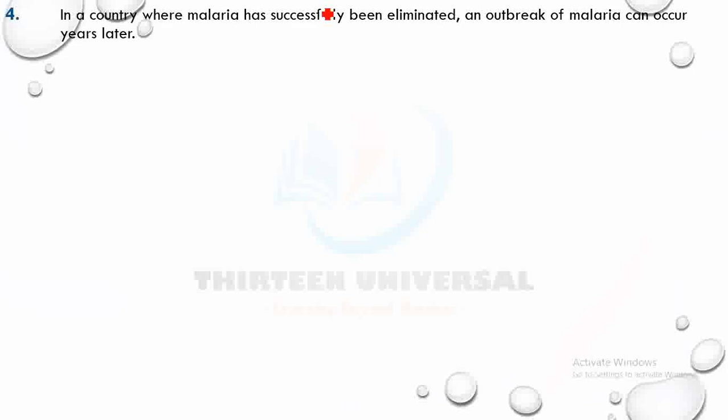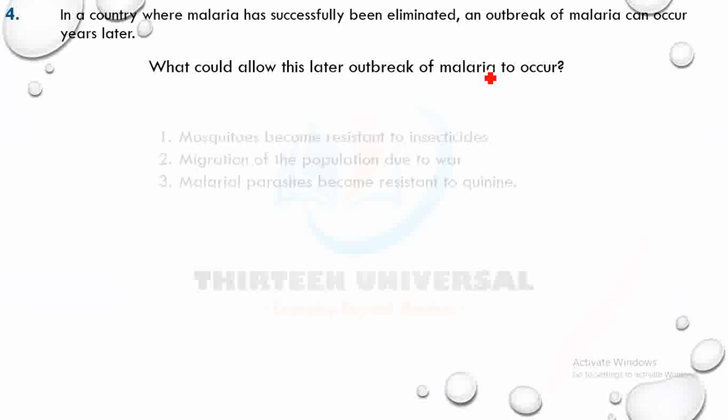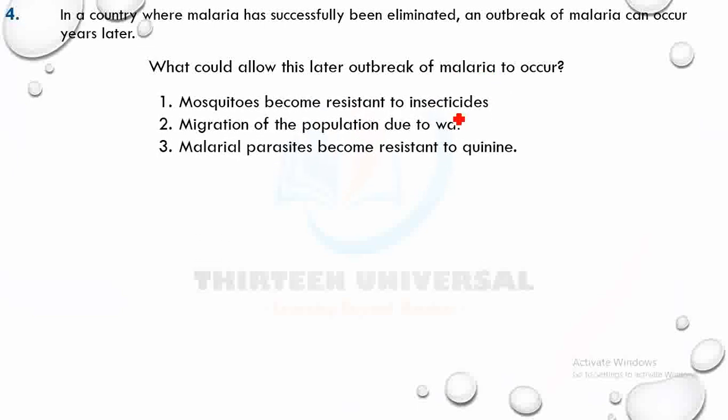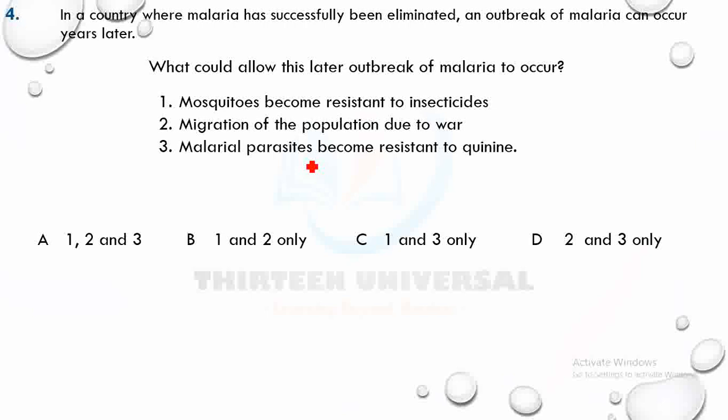In a country where malaria has successfully been eliminated, an outbreak of malaria can occur years later. What could allow this later outbreak of malaria to occur? The first one says mosquitoes become resistant to insecticide. Migration of people due to war. Malaria parasites become resistant. Pause the video and try it. Which one will make malaria resurge? Resurgence of malaria in a place where it's been eliminated. How come it shows up again?